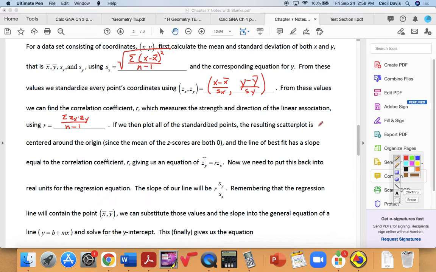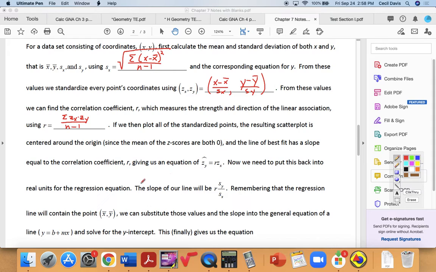So then, if we plot all the standardized points, the resulting scatter plot is centered around the origin, because remember, when you do z-scores, the mean is 0. So the mean of the x is going to be 0, and the mean of the y is going to be 0. So this is all going to be centered around 0, 0. And the line of best fit has a slope equal to the correlation coefficient, r, giving this equation of z sub y hat equals r times z sub x. Okay?